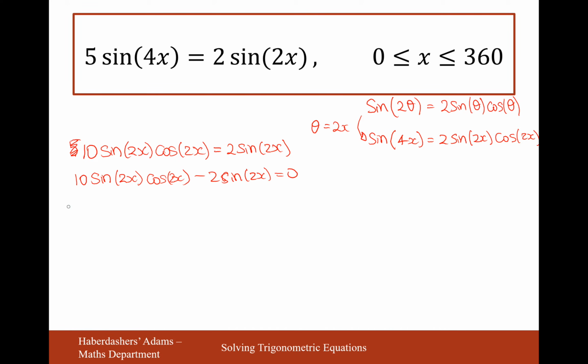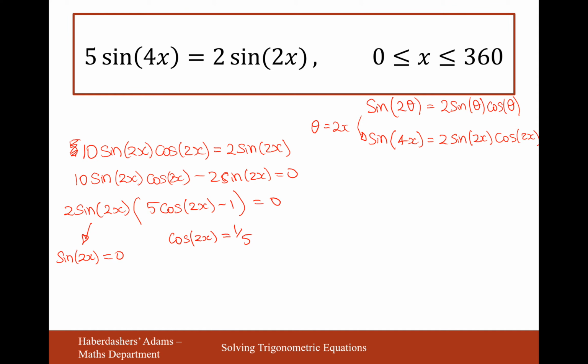And now let's factorise it out. And in fact, we could even factorise a 2 out to the front as well. So it would be 5 cos 2x minus 1 equals 0. So now we've got two equations, either sine 2x equals 0, or we have cos 2x equals 1/5.